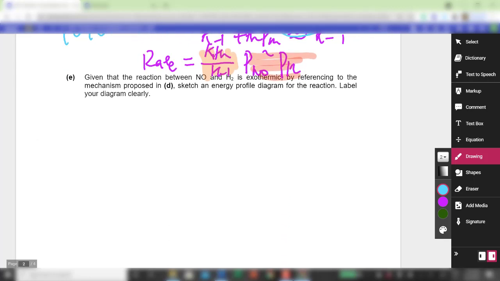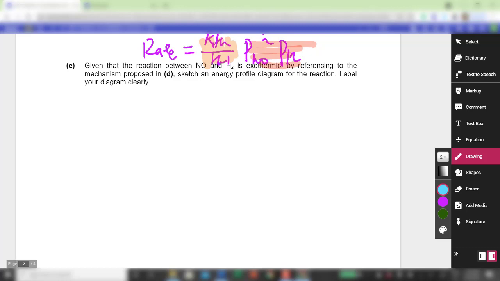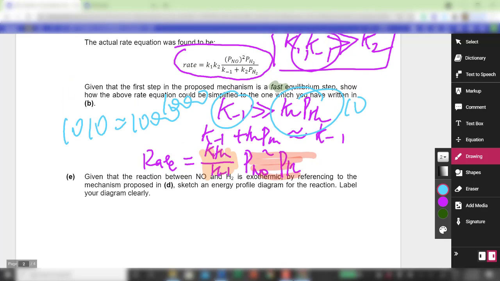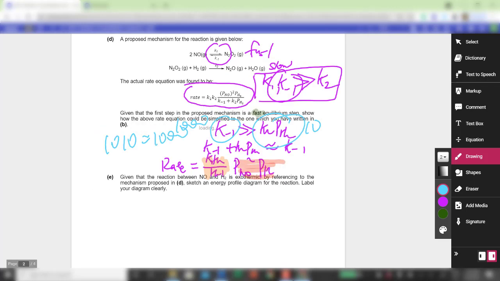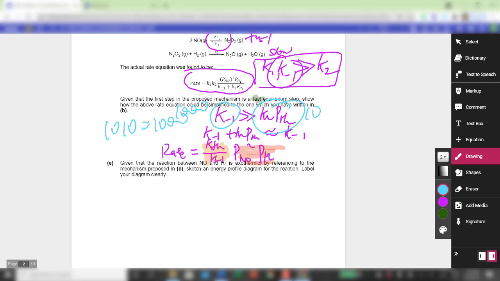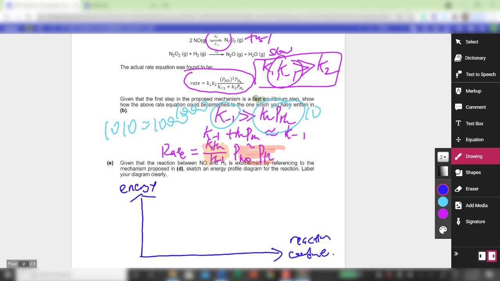Then finally, you are asked to sketch an energy profile diagram for the reaction. Given that the reaction between NO and H2 is exothermic, by reference to the mechanism, sketch an energy profile diagram. Since you were told that the first step is a fast equilibrium step, I expect the activation barrier to be really low. So in this case, we have energy. An energy profile diagram is energy plotted against reaction coordinates.